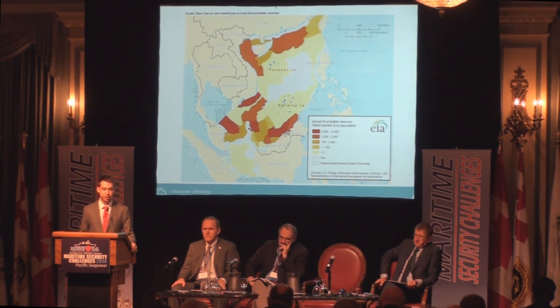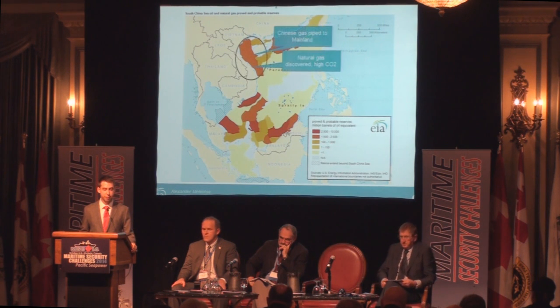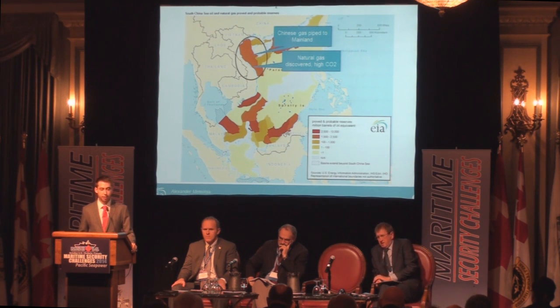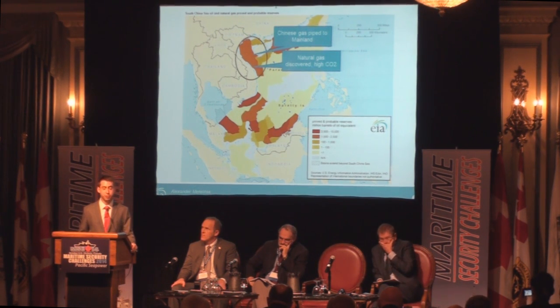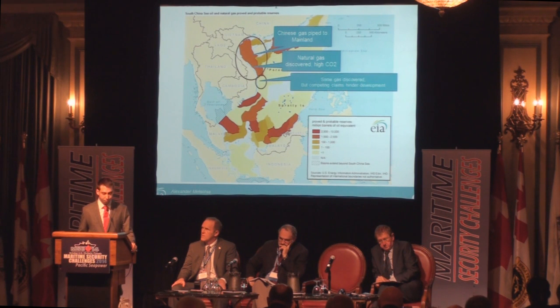Here are some of the areas that we're going to see probably developed in the short run. We're going to see near Vietnam and China, in the northwest of the South China Sea, gas development piped to mainland China. We have a lot of offshore discoveries in Vietnam, but those areas have a lot of CO2 gas, which makes it very expensive and dangerous to extract.